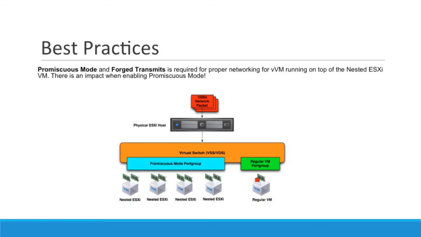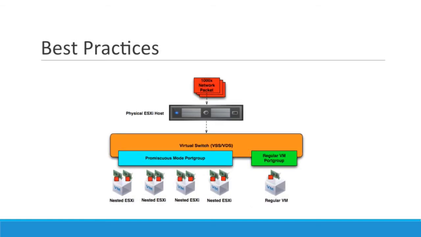It's going to go to all of them? Okay. So that's actually correct. What you would expect is that the packets would land on that far virtual machine, but because promiscuous mode is enabled on the virtual switch, these nested ESXis are now able to basically listen to the virtual switch and receive all the packets.